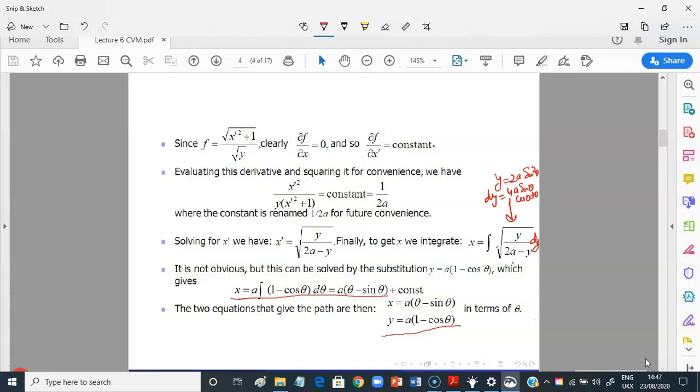So in this way, 2a, another way you can write it in this form also, y is this. So either put this way or this way. In any case, you get the solution x equal to a into theta minus sine theta, y equal to a into 1 minus cos theta.